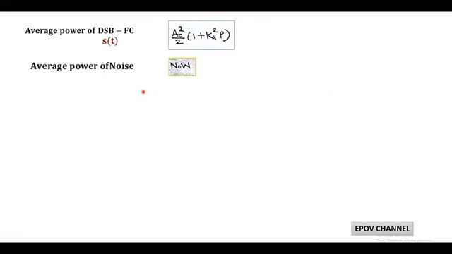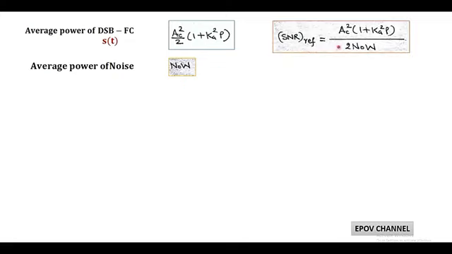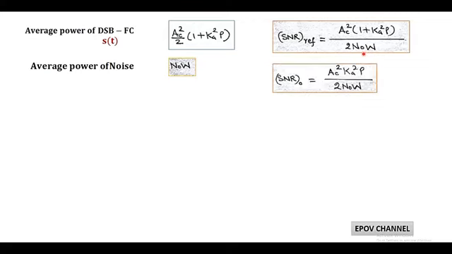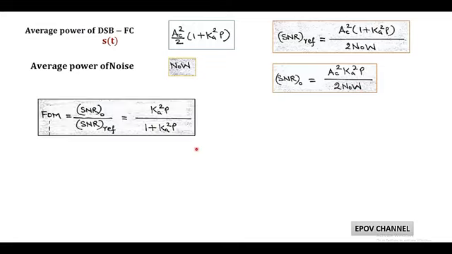Similarly, the average noise power within message bandwidth W equals N0 W. And the reference signal to noise ratio becomes Ac squared (1 + ka squared P) over 2 N0 W. Also, the output SNR equals Ac squared ka squared P over 2 N0 W, and from here we can find the figure of merit, that is output SNR over reference SNR, and its value becomes ka squared P over (1 + ka squared P).